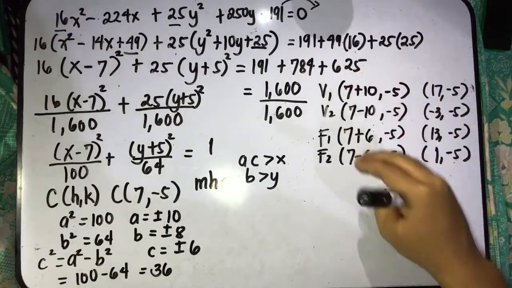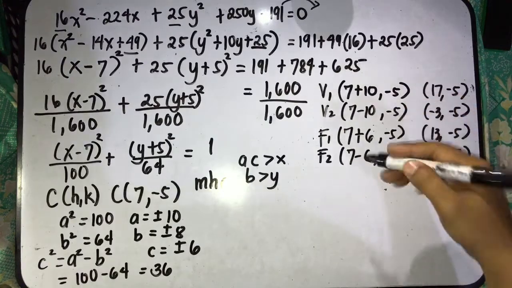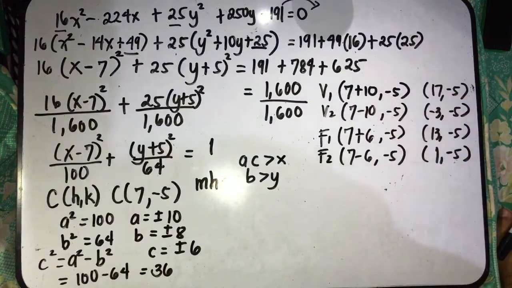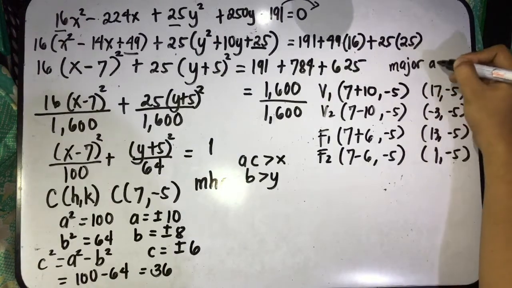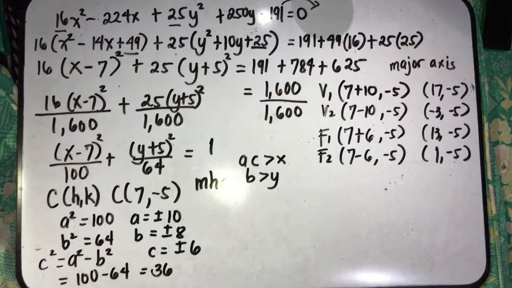So, these are the coordinates of the vertices and the foci. And we call this as the major axis.